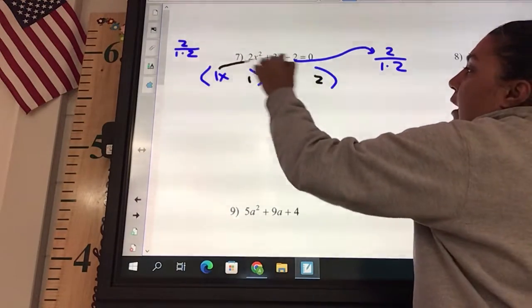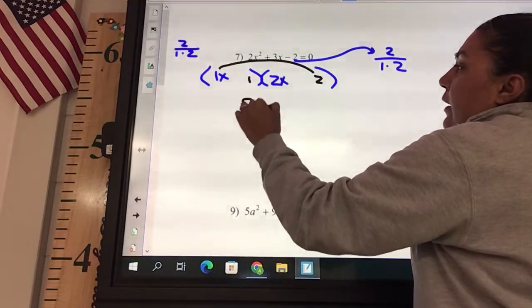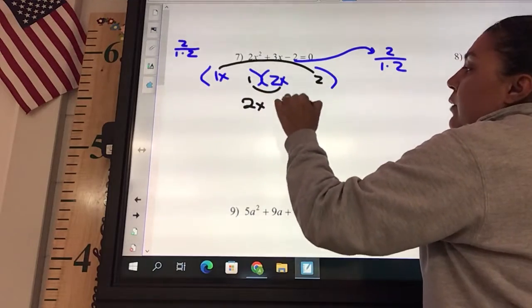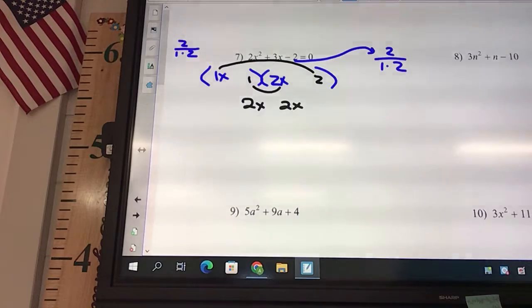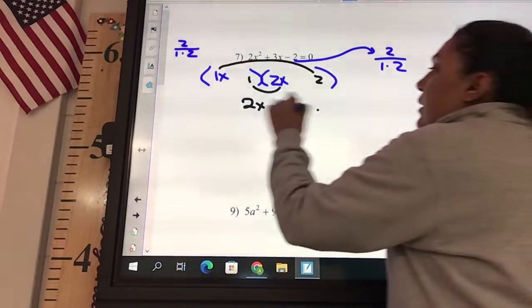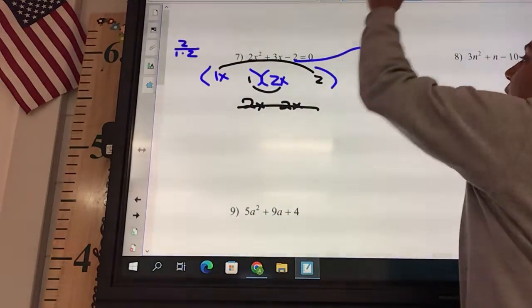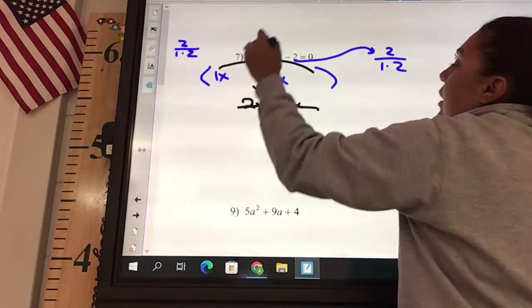We're going to check the outer. It's going to be 2x, and the inner is going to be 2x. Would a 2 and a 2 ever give me a 3? Nope, so this doesn't work. So you're gonna flip-flop that 1 and 2. So it's gonna say 2, then 1.